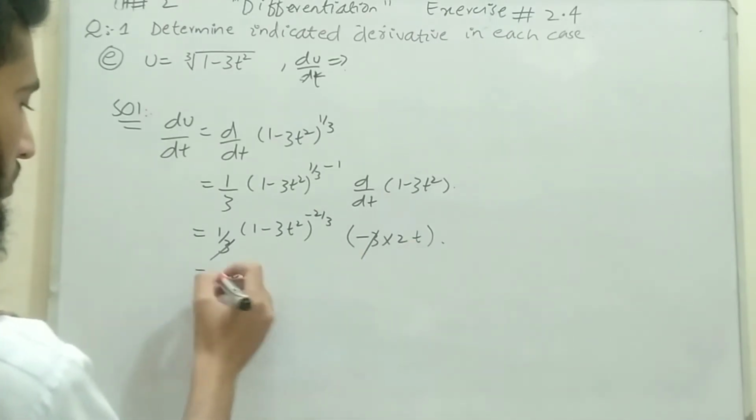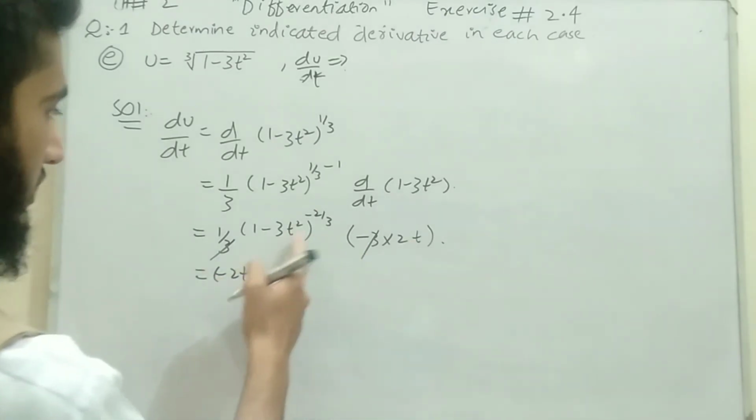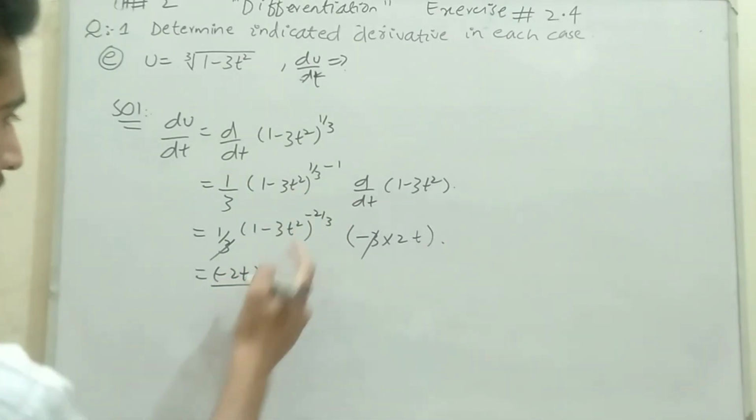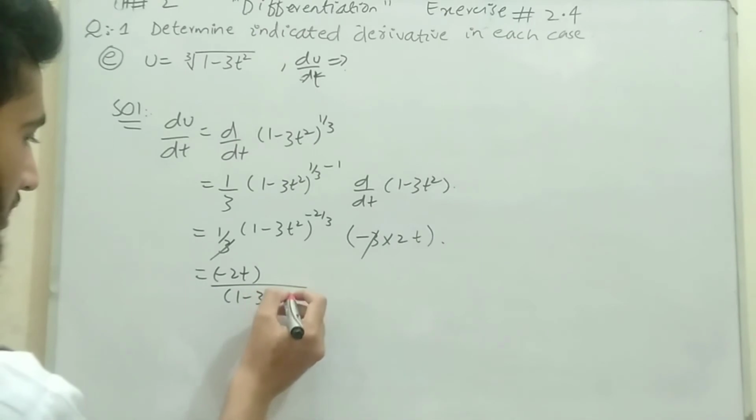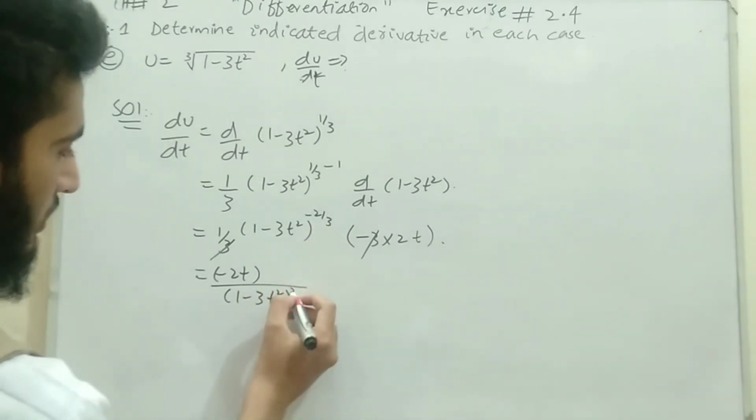So minus 2t. Here it comes to the denominator, so the power will become positive. So it becomes 1 minus 3t square, and the power will become 2 divided by 3.